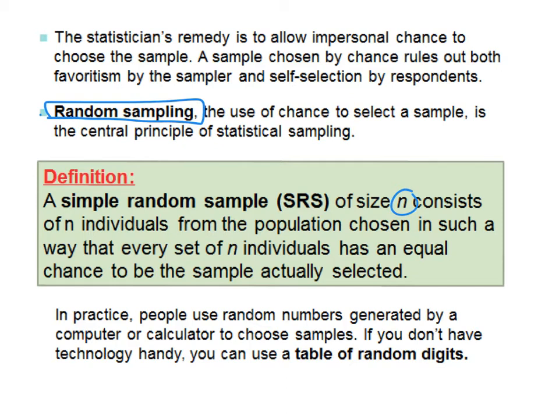We don't want people to exercise their opinion on whether they want to participate. We mathematically want a system where everyone is equally likely to get selected. That creates really good samples that are a lot like the population. There is a random number generator on your TI 83 or 84 calculator. I will show you how to use it if you need it for a homework assignment. A table of random digits is also in the back of the book. We don't use it.